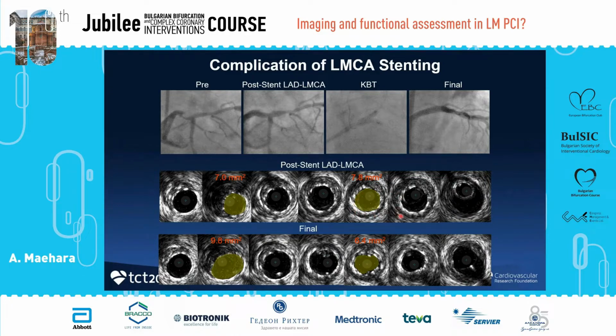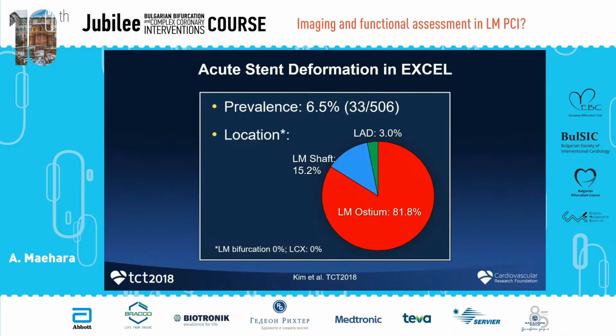In this case, because of the deformation, the inner layer of the stent is smaller, so we have to expand more. Sometimes we miss the lesion because the stent was shorter because of the deformation, and sometimes we have to put in an additional stent. Therefore, recognition is important and adequate reaction is important. Stent deformation is not rare in distal left main treatment, and we found 6.5% in the EXCEL trial.